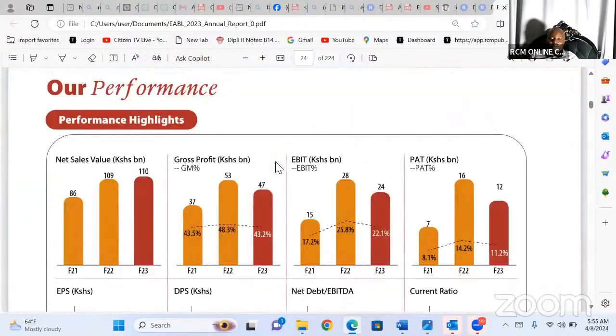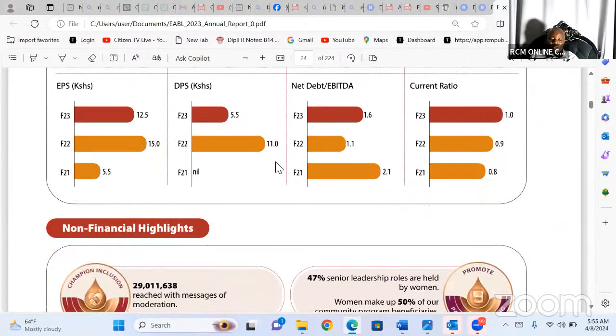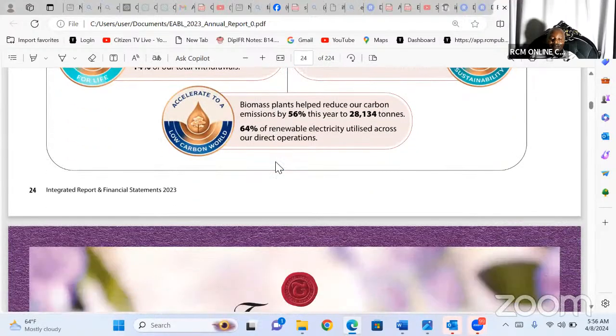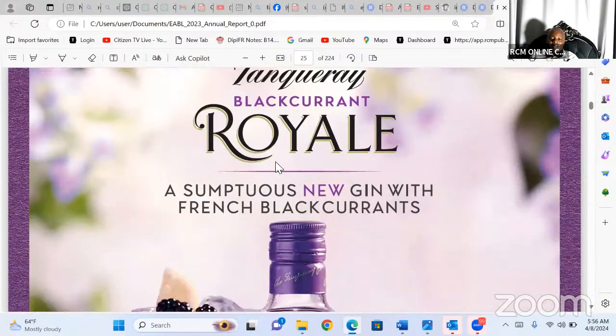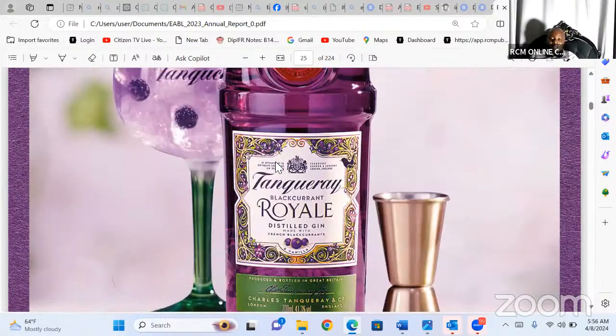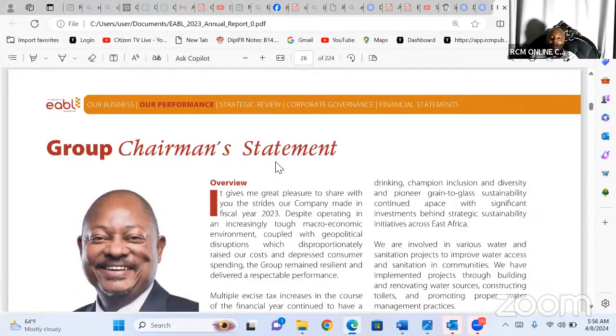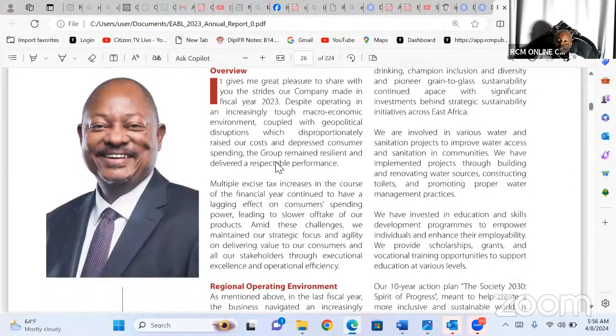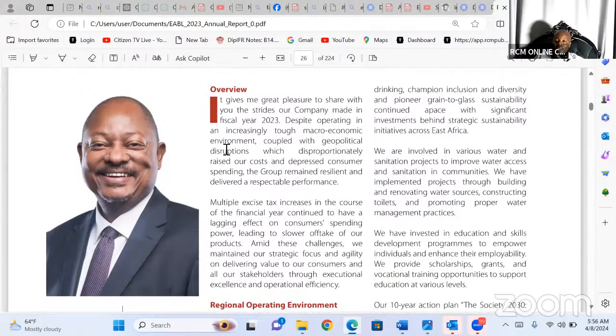Now I'm looking for page number 24. Scroll slowly. Yes. Don't tell me it's not here. Yeah, group chairman's statement, from this gentleman, Martin Odur, whom you must know. I can see age is catching up with this colleague.